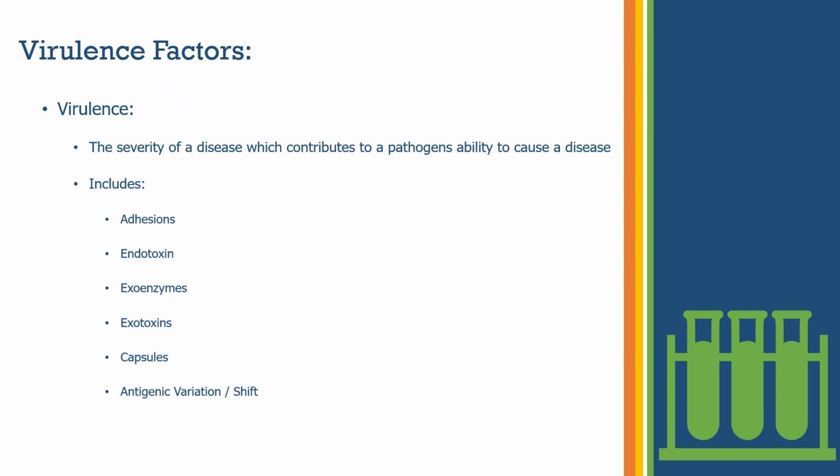Moving on to virulence factors. Virulence is the severity of a disease which contributes to pathogens' ability to cause a disease. This includes things such as adhesions, endotoxins, exoenzymes, exotoxins, capsules, and antigenic variation or shift.